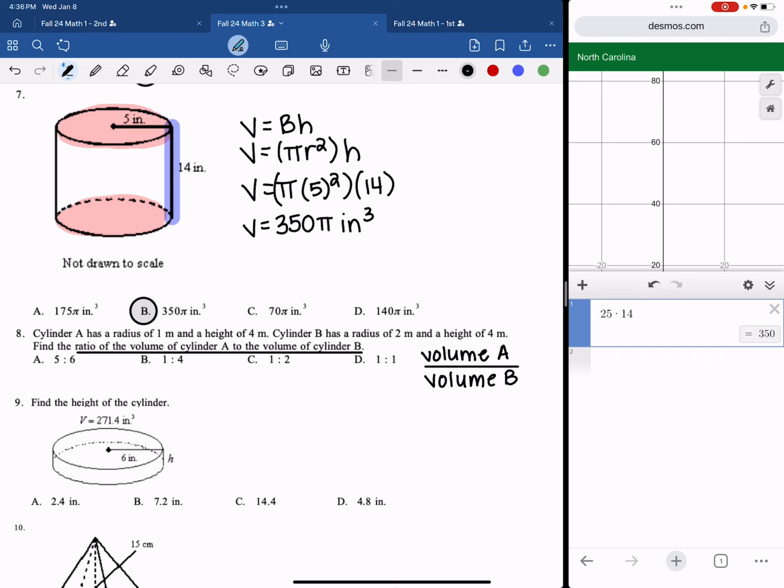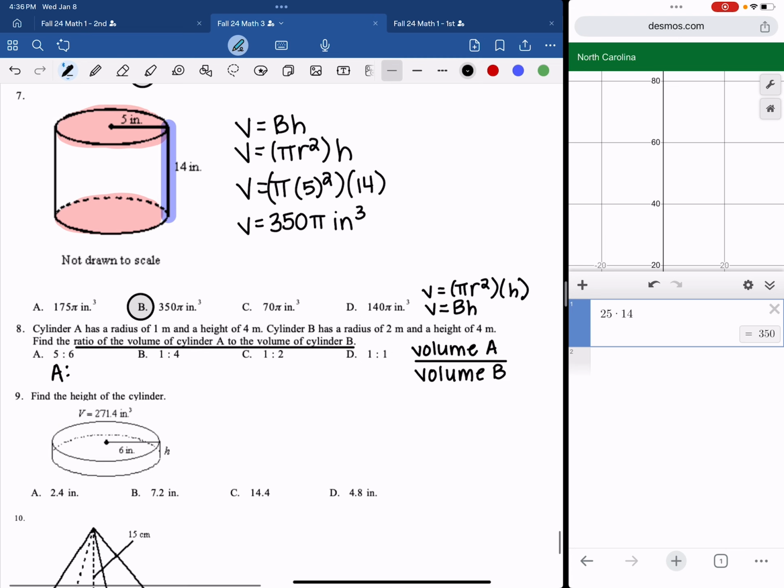Okay, so if I'm going to find the volume of cylinder A, again, volume of the cylinder is big B times H, which again is pi r squared times H. All right, so for cylinder A, my volume is going to be pi times 1 squared, and the height was 4. I'm just going to leave it in terms of pi for right now so I don't have to round. So this is going to be 4 pi.